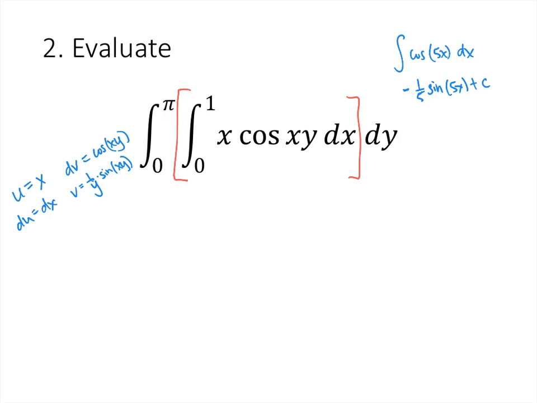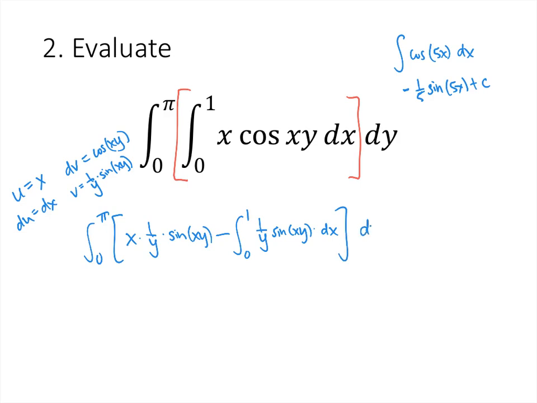So we get the integral from 0 to pi. So we get u times v, which is x times 1 over y times the sine of xy, minus the integral of v du. So the v is going to be 1 over y times the sine of xy, and the du is just going to be dx. So continuing, we get x over y times the sine of xy.